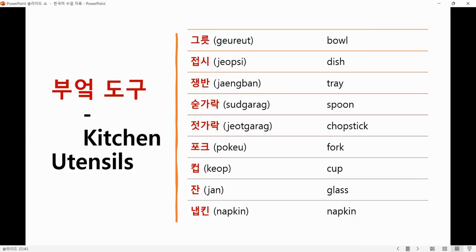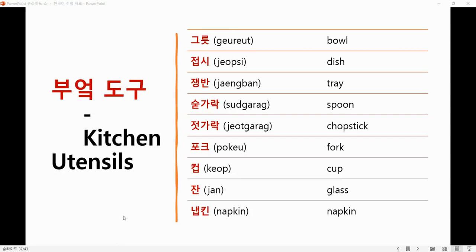Okay, so what do we have inside the kitchen? So let's learn the kitchen utensils. 부엌 도구. 부엌 is kitchen. Of course, another word is 주방. Okay, one utensil that is very important inside the kitchen is 그릇.